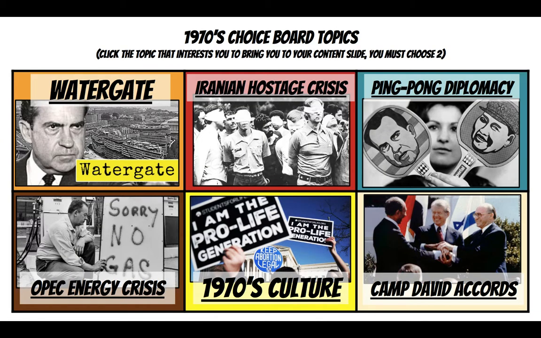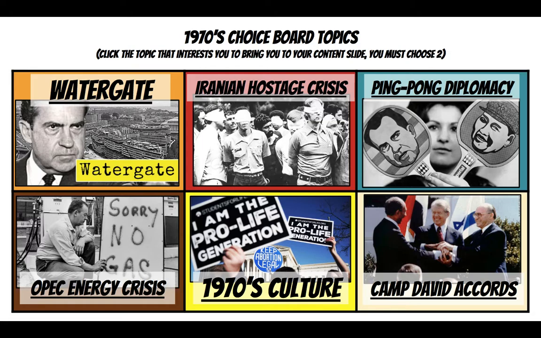Here are the different topics. So you can choose Watergate, which was a scandal dealing with Richard Nixon that will eventually end in him stepping down from office. You can research the Iranian hostage crisis, which happened in the late 70s. You can research ping pong diplomacy, which deals with the United States and China's relationship. You can research the OPEC energy crisis. Basically, we ran out of a whole bunch of gas with dealing with Middle Eastern countries. And you could research 1970s culture that just kind of embodies what it was like during the 70s. Or you could research the Camp David Accord, which was an agreement between Egypt and Israel, and the United States was kind of the mediator. So those are the topics you can choose from.